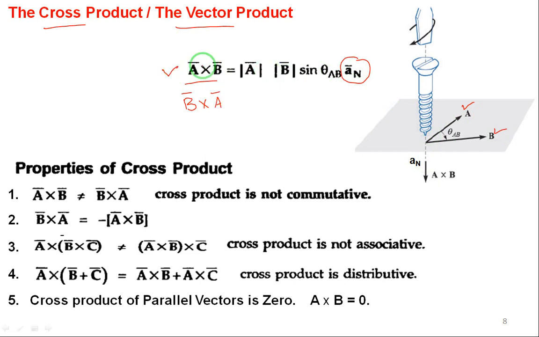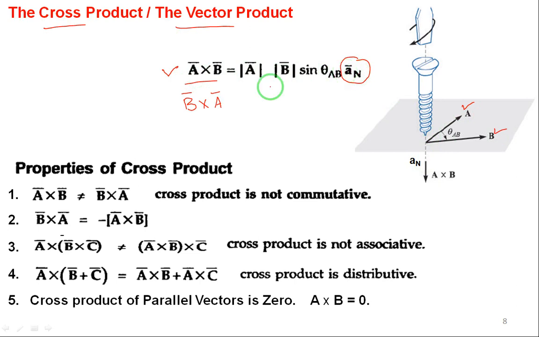Before going to understand, we will define the cross product. How to define cross product? The cross product of two vectors is nothing but the multiplication of their magnitudes and sine of the angle between them, and the direction of the cross product is perpendicular to the plane containing the two vectors.